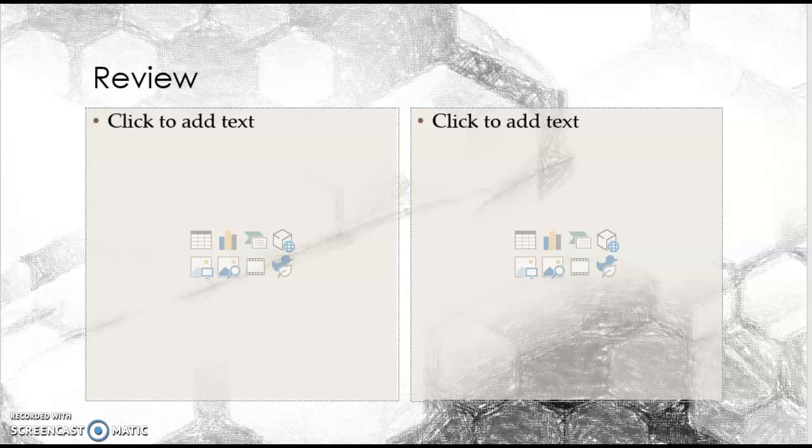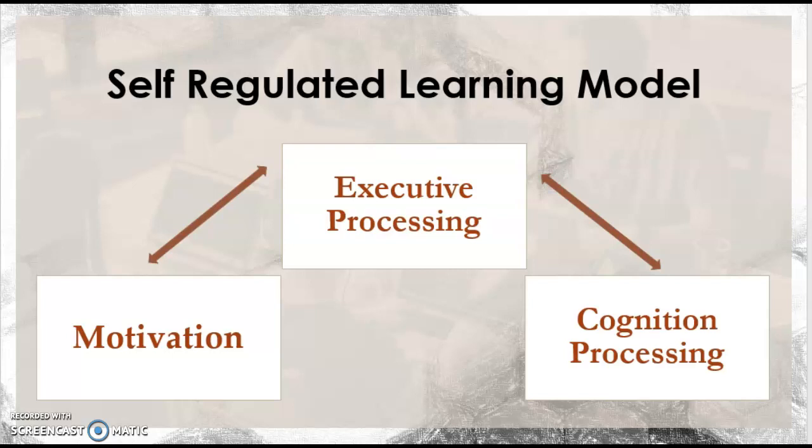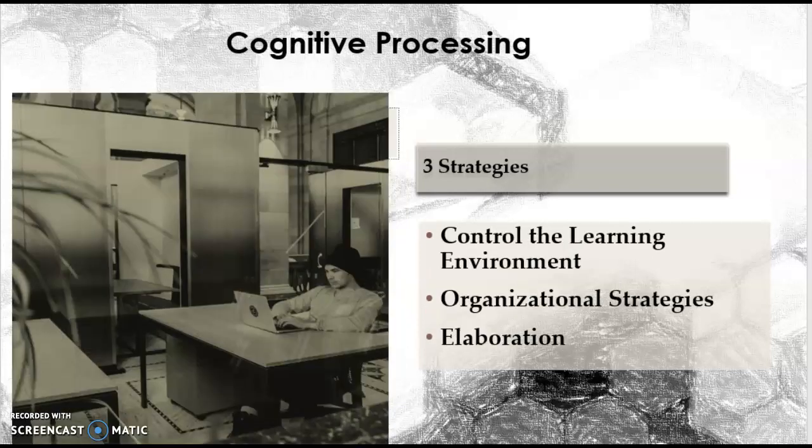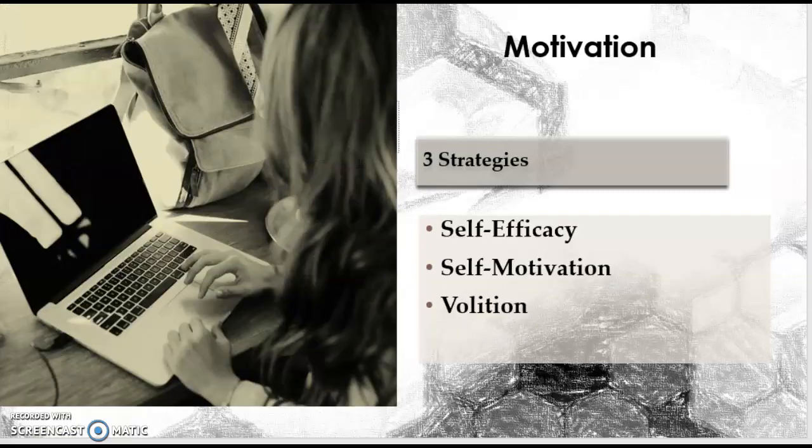Review. Self-regulated learning model has three components: executive processing, cognition, and motivation. Executive processing, three strategies: goal setting and planning, self-monitoring, self-evaluation. Cognitive processing, control the learning environment, organization strategies, elaboration. Motivation, self-efficacy, self-motivation, and volition.